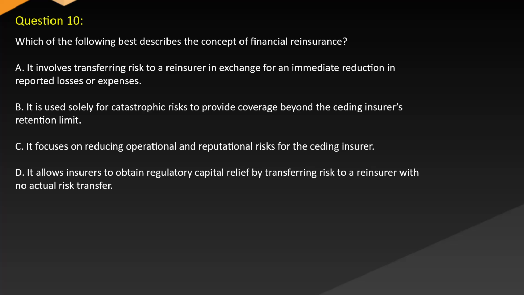Question 10. Which of the following best describes the concept of financial reinsurance? A. It involves transferring risk to a reinsurer in exchange for an immediate reduction in reported losses or expenses. B. It is used solely for catastrophic risks to provide coverage beyond the ceding insurer's retention limit. C. It focuses on reducing operational and reputational risks for the ceding insurer. D. It allows insurers to obtain regulatory capital relief by transferring risk to a reinsurer with no actual transfer.